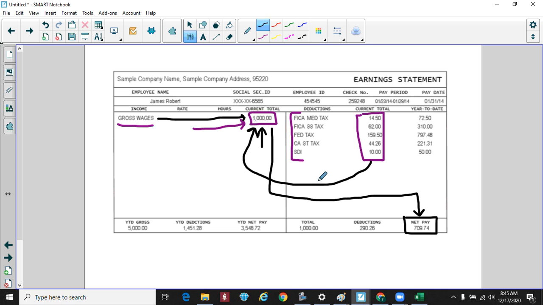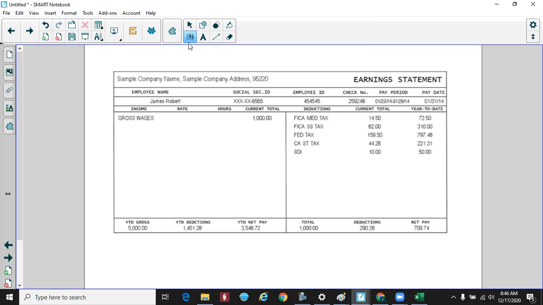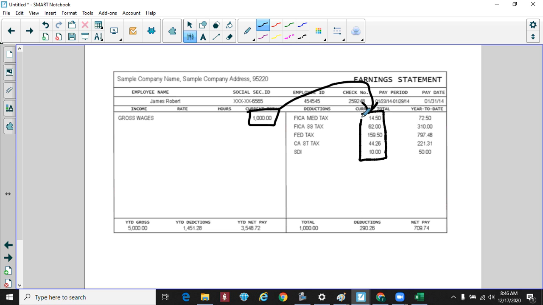Now, today in this video, we are actually going to fill out a very simple earning statement. Okay, so we're going to show you how taxes are taken out, how they're calculated. And so, very simply, let me kind of clean this up a little bit. After this video, you're going to know how to go from gross, minus all of your deductions, and then get your net pay. Okay, so let's get started.